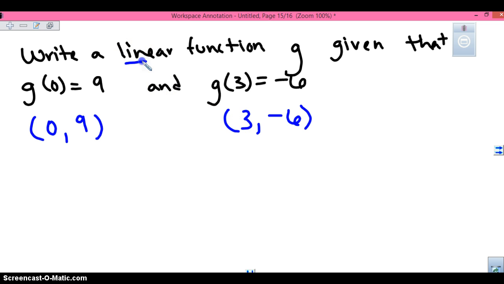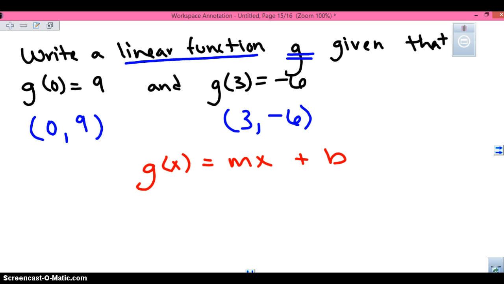If we have to write a linear function g, that means we need to write g of x is equal to mx plus b. In other words, we need to find our slope, we need to find our y-intercept. From these two ordered pairs, do we know what our y-intercept is? What is it? 9. Yes, because the ordered pair that has 0 for x, that y represents the y-intercept.